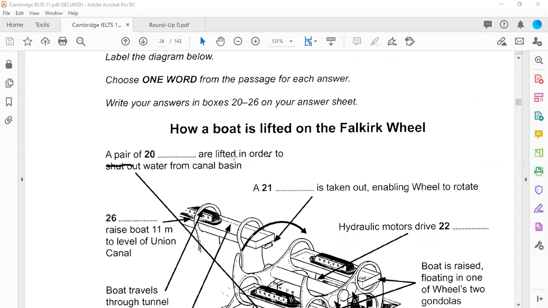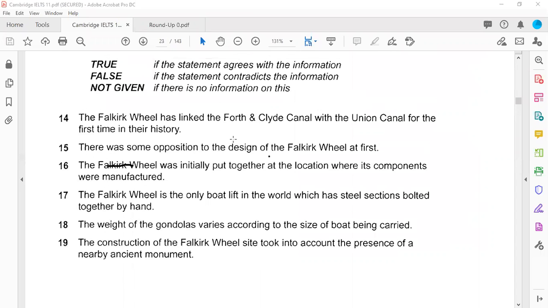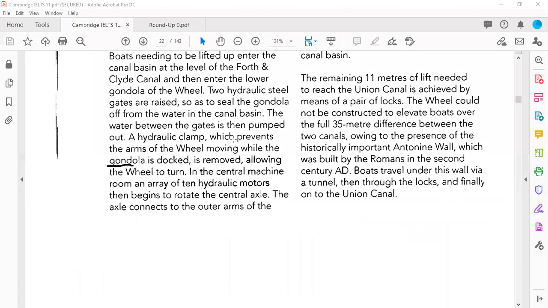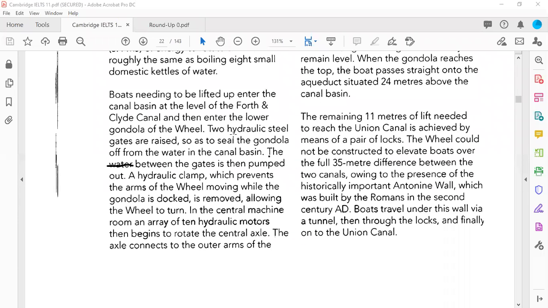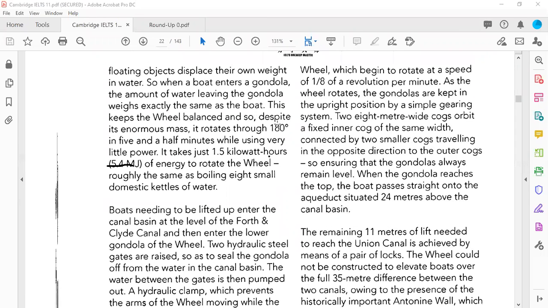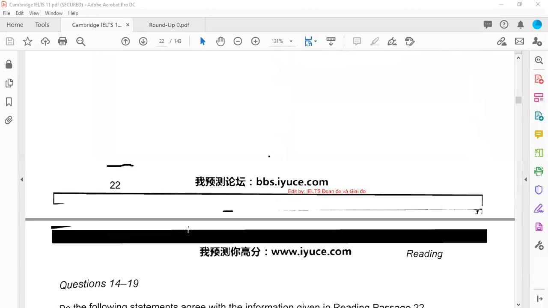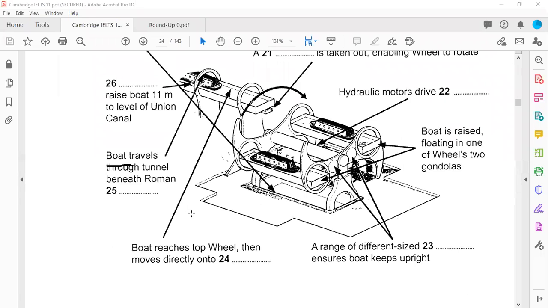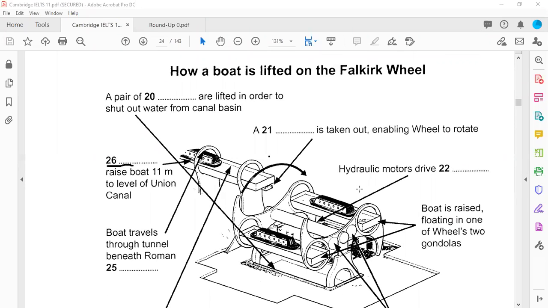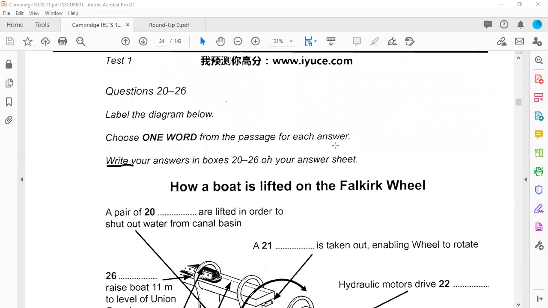What is taken out, enabling the wheel to rotate? Something is taken out and then the wheel rotates. A hydraulic clamp. Where do you see that? Down. Yes, here. Hydraulic clamp. One word. A clamp. A clamp is taken out, enabling wheel to rotate.